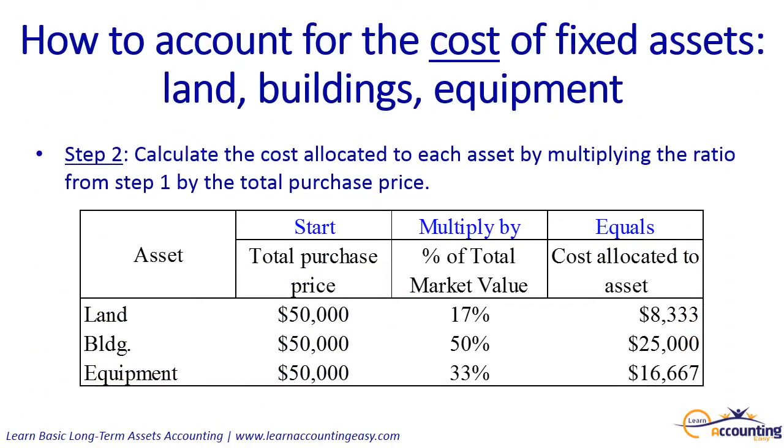Secondly, we can look at step two, calculate the cost allocated to each asset by multiplying the ratio from step one by the total purchase price. So if we start here with land, remember from the previous slide we noticed that the land comprised 17% of the total market value. Well, all we have to do is take the total purchase price, $50,000. This is what we paid to acquire all three assets. We multiply these two together to get to the cost that we're going to allocate to land itself, which in this case is the $8,333. And so on and so forth. For the building, it turned out that the building was exactly half of the total market value. So we allocated, of course, $25,000 to the building.